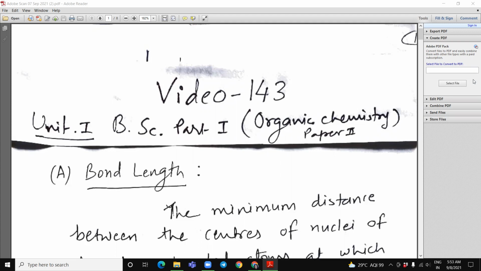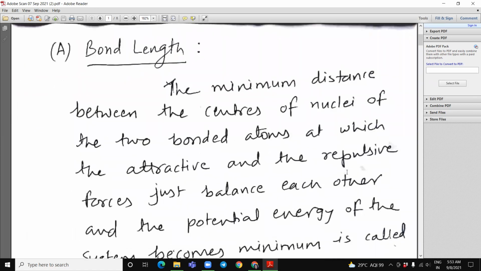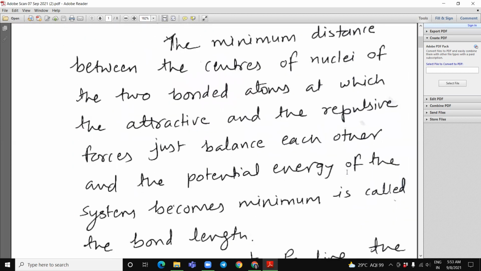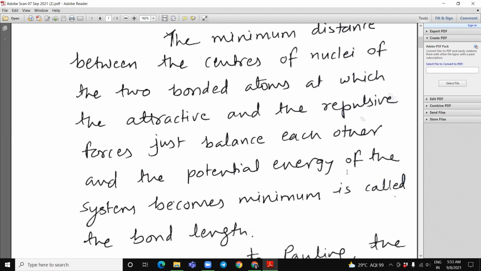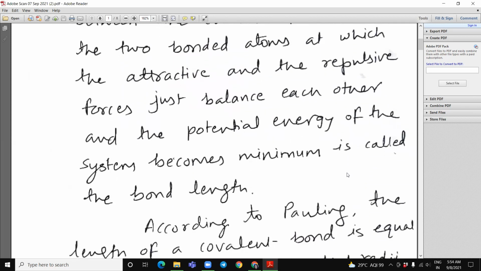Today, we will discuss some more aspects of structure and bonding: bond length. The minimum distance between the centers of nuclei of the two bonded atoms at which the attractive and the repulsive forces just balance each other and the potential energy of the system becomes minimum is called the bond length.